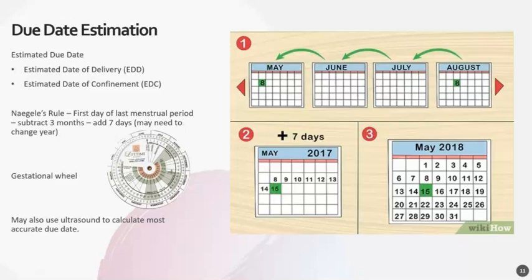Another thing that you may see is a gestational wheel. So it takes a little bit of the math out of it for you. Basically, there's months laid out around that wheel, and you'll line the arrows up on the date of the last menstrual period, and then with that wheel it will give you the estimated date of delivery. Additionally, ultrasound may also be used to calculate the most accurate due date.